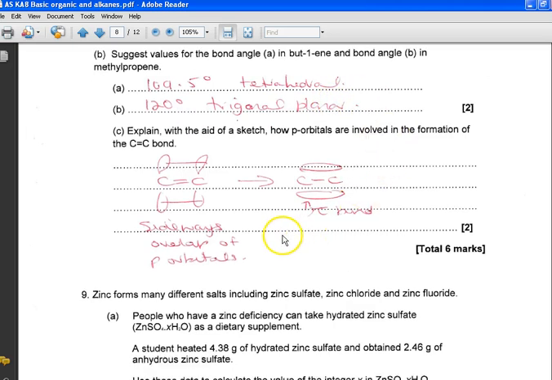And this one, really, anyone who didn't draw this diagram needs to go and stand on their head or something. I mean, we went over this, we've done this to death in the class, to draw this diagram to represent the formation of a double bond. So it's a sideways overlap of p orbitals. Explain with the aid of a sketch, which some of you didn't do, how p orbitals are involved in the formation of the C=C bond. Here are your p orbitals and you're showing sideways overlap, and then you're forming the pi bond. That's all you need to get the 2 marks.